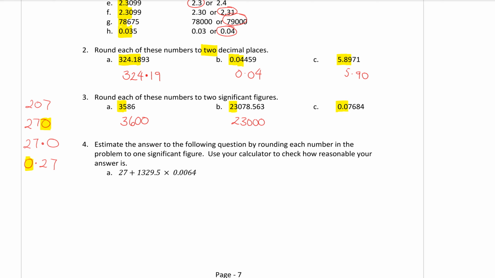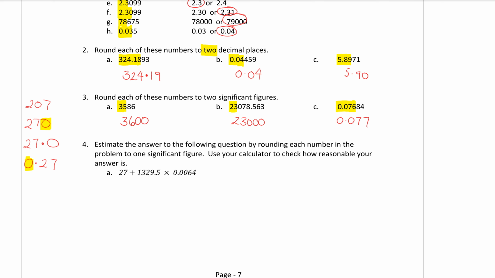But my first significant figure is the 7, and my next one is the 6. The zeros at the front don't count. So after that 6, I have an 8. Should I round up for the 8 or down? Up. So my final answer is going to be, I keep the 0, I keep that 0, I keep that 7, but I have to round that 6 up to be a 7 as well. Okay, and that's it. You have rounded to 2 significant figures.